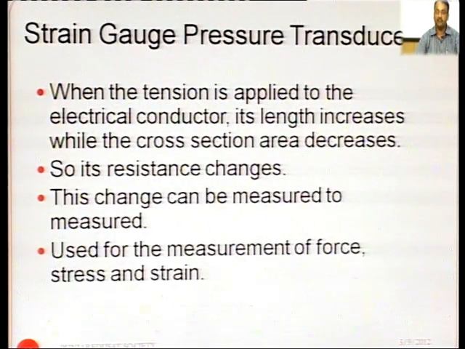Then strain gauge pressure transducer. When tension is applied to an electrical conductor, its length increases whereas its cross sectional area decreases. With the change of length and cross sectional area, its resistance changes. This change can be measured and it can be used for the measurement of force, stress and strain.